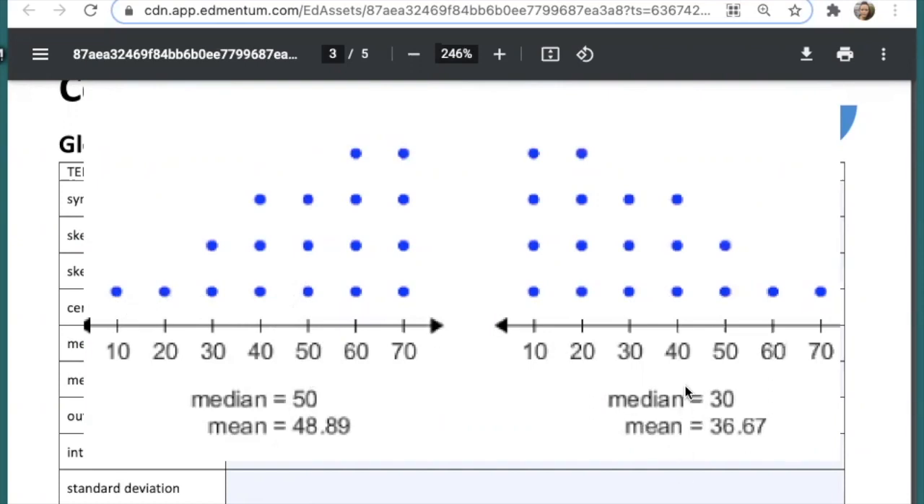And on the right skewed, the median, the number in the middle, is 30, and the mean is to the right of that.